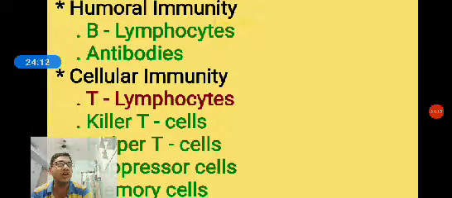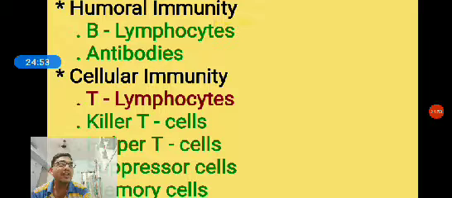Those B lymphocytes activate the plasma cells. Then the plasma cells produce the antibodies. So one thing is clear, the B lymphocytes do not directly produce the antibodies. The B lymphocytes first get the stimulation when the antigen enters the body. After that, the B lymphocyte activates the plasma cells. Then the plasma cells produce the antibodies.